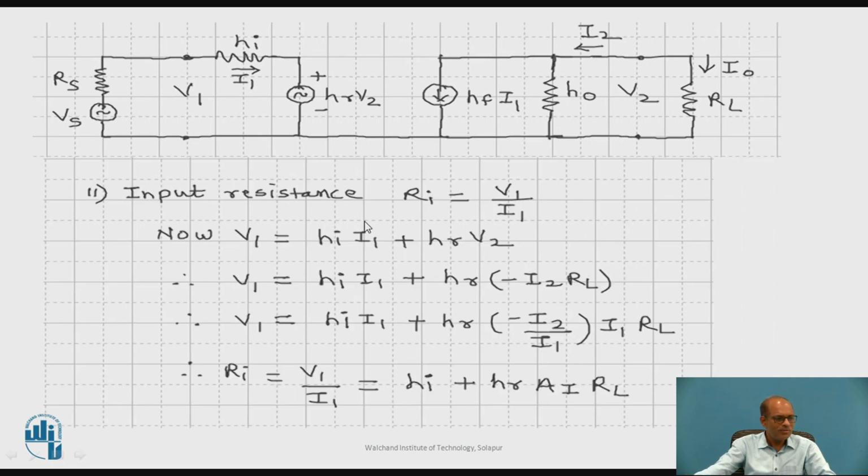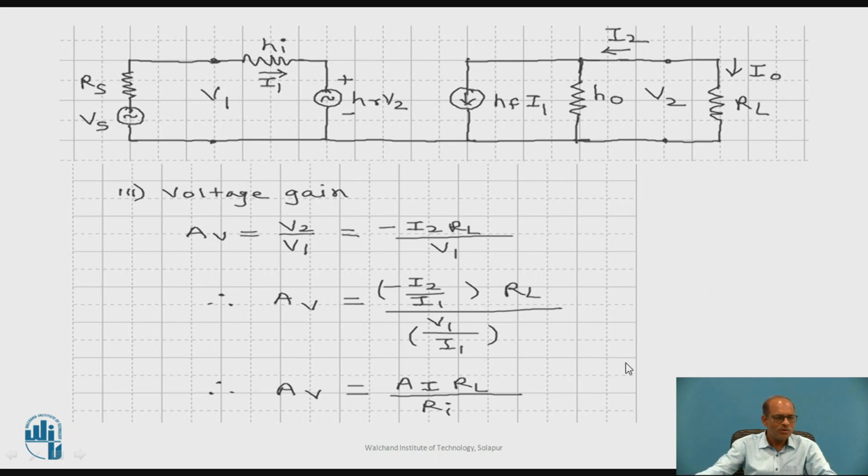Now next is the derivation for the input resistance. Input resistance is defined as V1 by I1 at the input port. So for the input circuit, we can write down V1 is equal to HI I1 plus HR V2. In the next step, replace V2 by minus I2 RL. Then in the next step, minus I2 divided by I1 multiplied by I1. And now write down Ri is equal to V1 by I1, that is equal to HI plus HR AI RL.